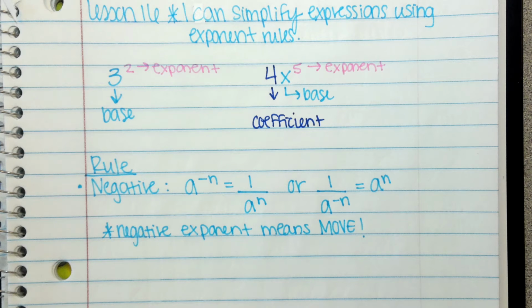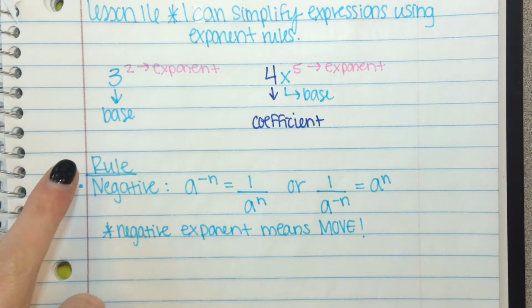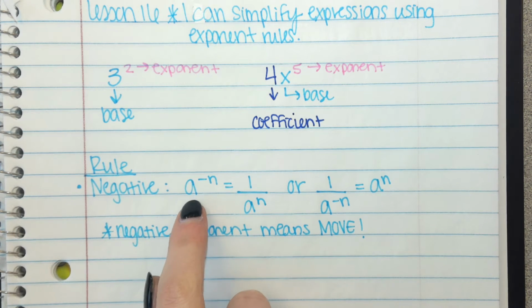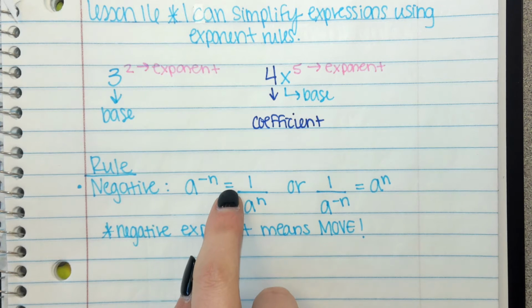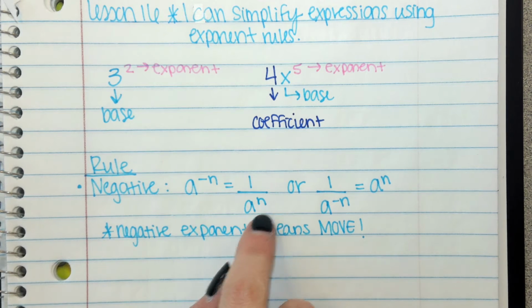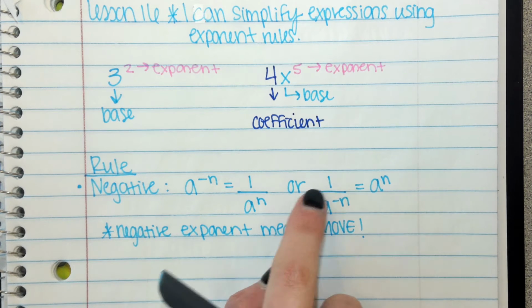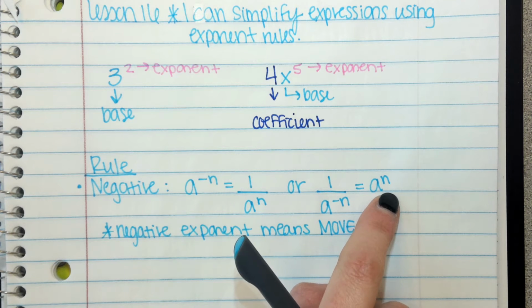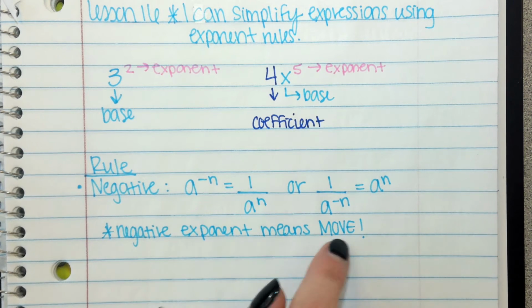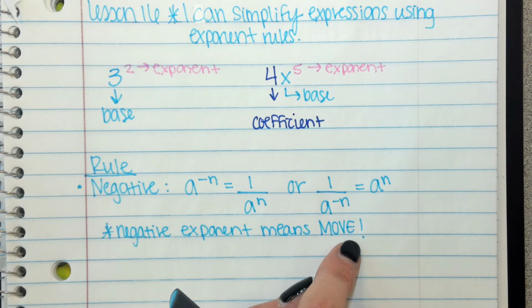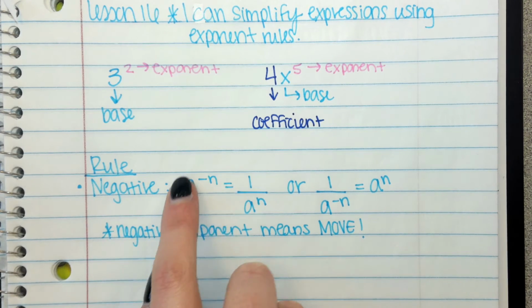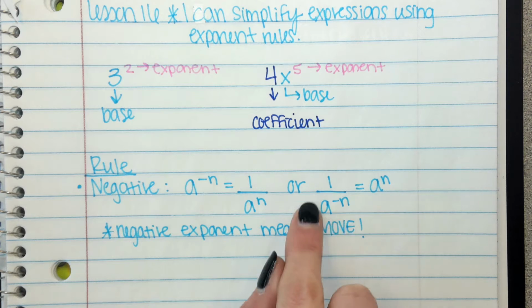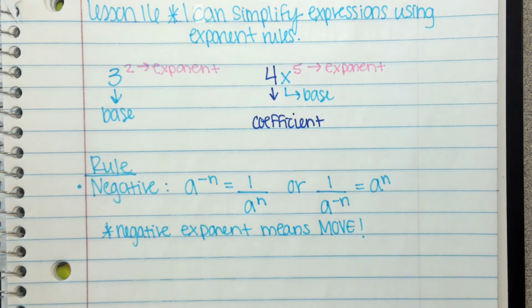The first rule we're going to look at is the negative rule. So take just a second and write this down. So if you have the negative rule, it means if you have a to the negative n power, you rewrite it as 1 over a to the nth power. Or if you have 1 over a to the negative n, you change that to a to the n. So what I want you to notice is that the negative exponent means move. It does not mean a negative number. If you have a negative exponent in the numerator, you put it in the denominator. If you have a negative exponent in the denominator, you move it to the numerator.